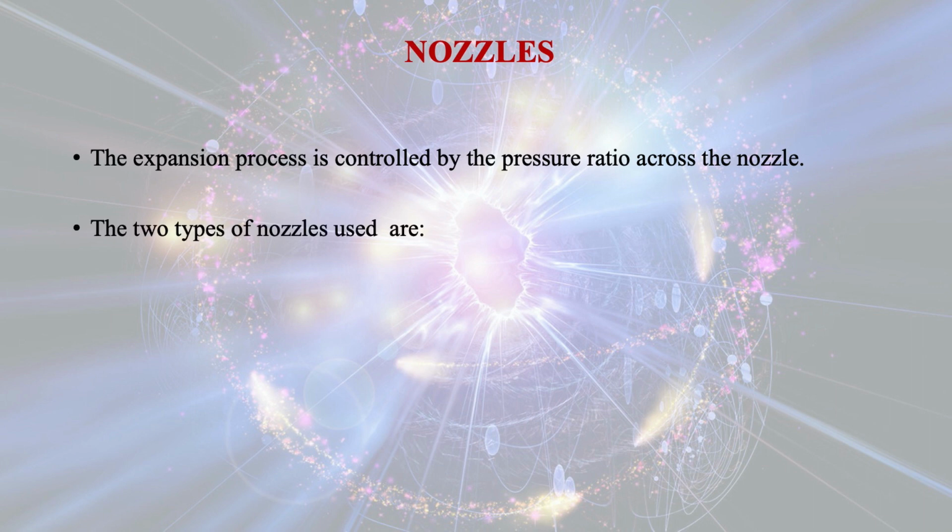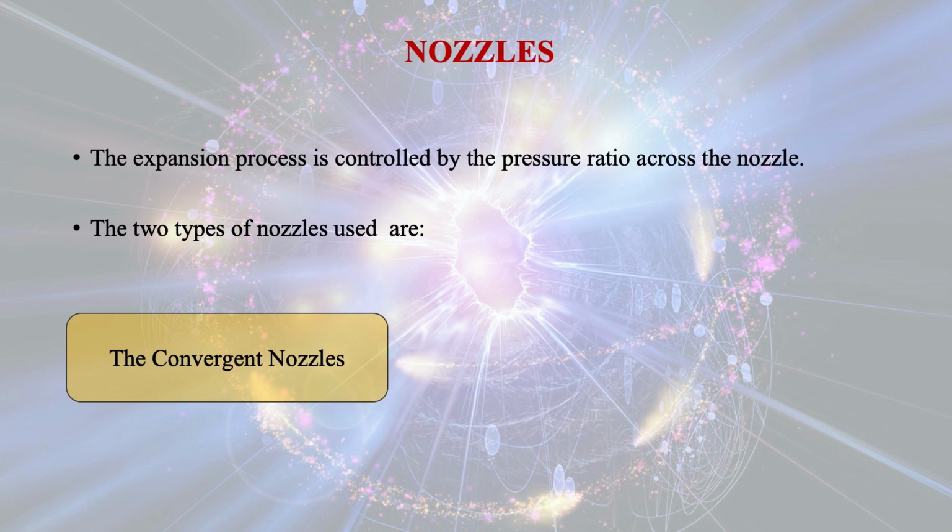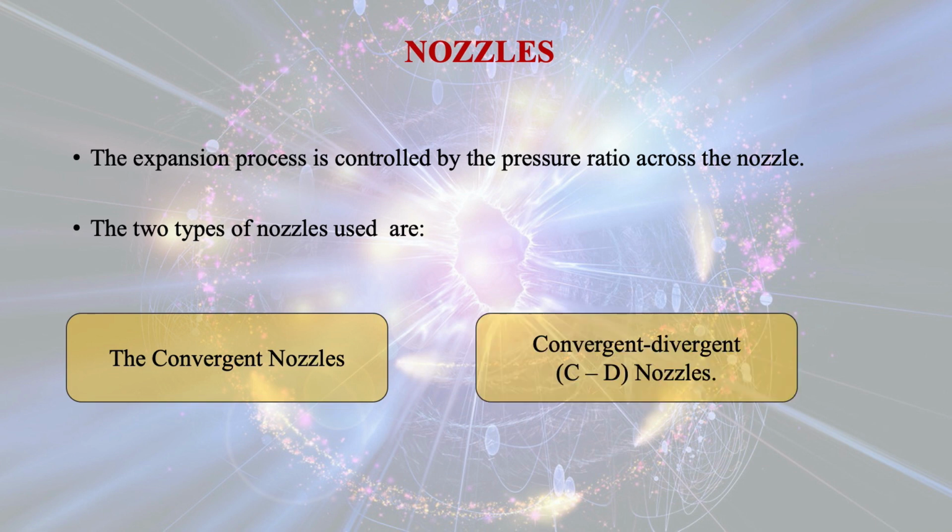The two types of nozzles used are convergent and convergent divergent nozzles. Convergent divergent nozzles we also call C-D nozzles, C for convergent and D for divergent. This is the schematic of the convergent nozzle.